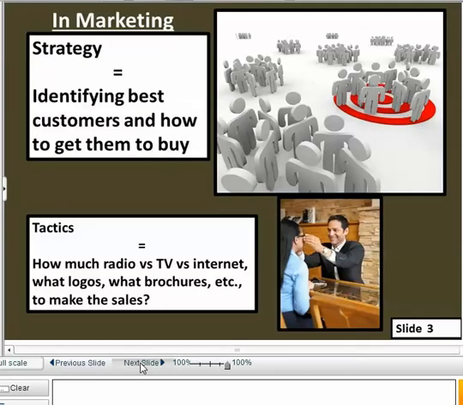In marketing, again, we know that we had to deal with strategy, which is the big picture. How are we going to go about marketing our product? How are we going to go about finding which customers are the best ones for us to focus on? The tactic side is the specific steps. What radio advertisements are we going to use? Are we going to use TV? How are we going to use internet? What's our logo going to look like? How are we going to structure our brochures and our sales literature and the look of our establishment if we have a physical place? All those things go into the tactic side.